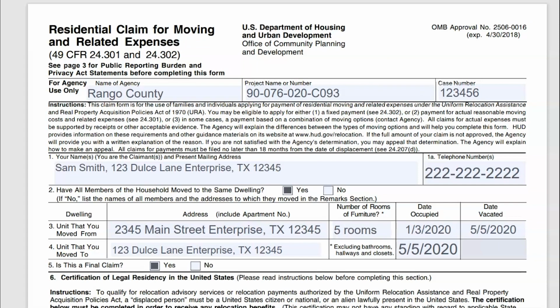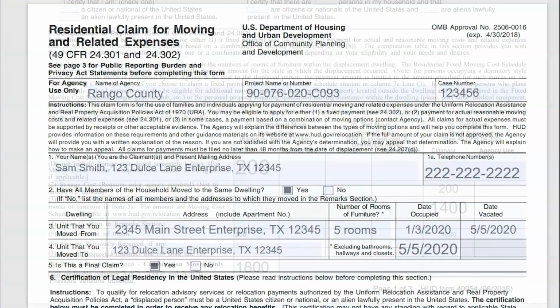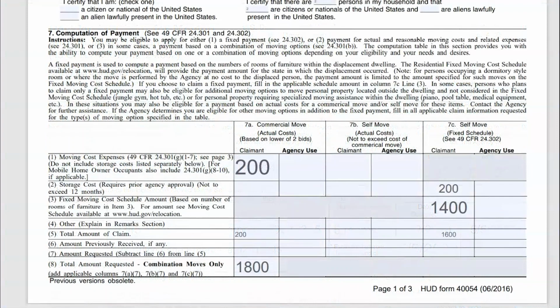Subrecipients should review the information in numbers 1 through 6 to ensure they are consistent with the other information that the subrecipient has on the claimant, and they are consistent with the claims being requested. In numbers 7.1 through 7.7, the subrecipient should input in the agency use columns their approved amount for each claim based off the receipts and documentation provided by the claimant.